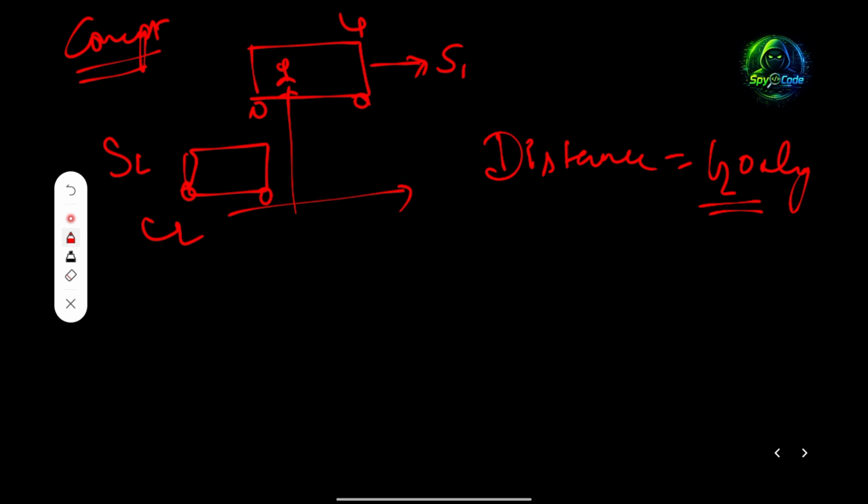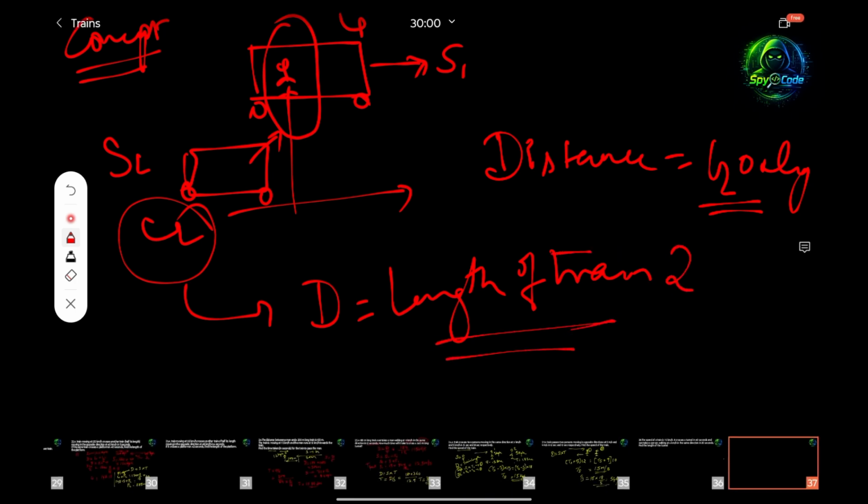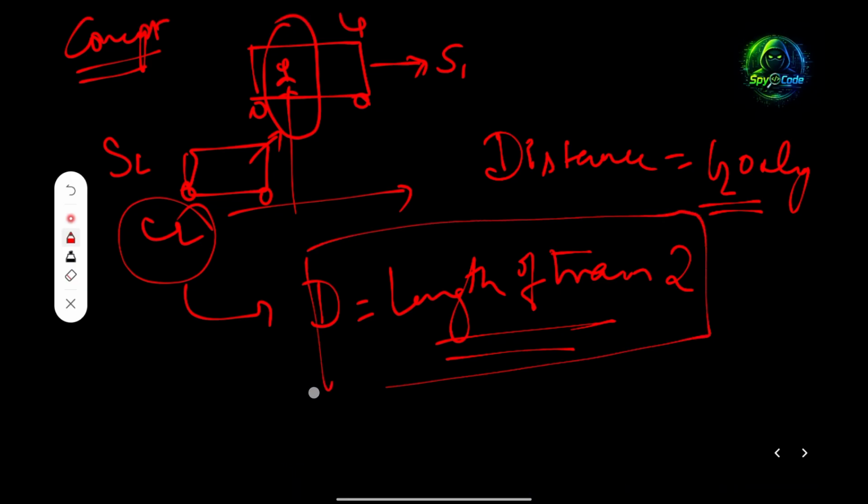They're not asking us to find the time taken for the train to completely cross this train. They're only asking for the time taken by this train to cross this person inside the other train. So the distance is the length of the second train. The distance is always the length of train 2. For this concept you have to be careful and remember this: the distance will always equal the train 2 length.